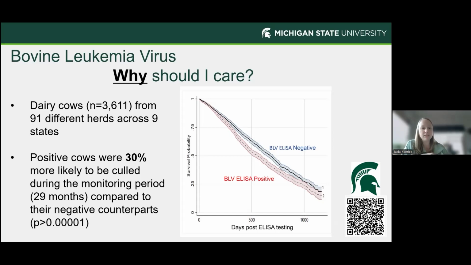They found positive cows, so cows that were infected with the virus, were 30% more likely to be culled during this 29-month monitoring period as compared to BLV negative animals. Just to set up the future slides like I did in the beginning, the QR code in the bottom right-hand corner will take you to the reference. This is a published, peer-reviewed article from Dr. Bartlett, and it's Michigan State work.